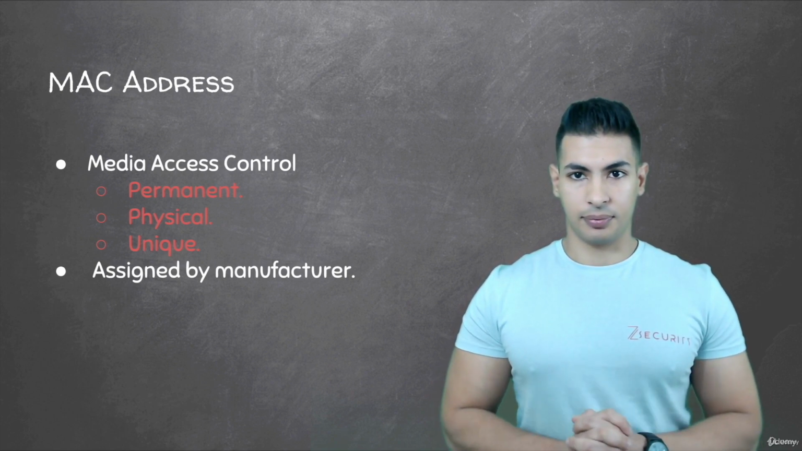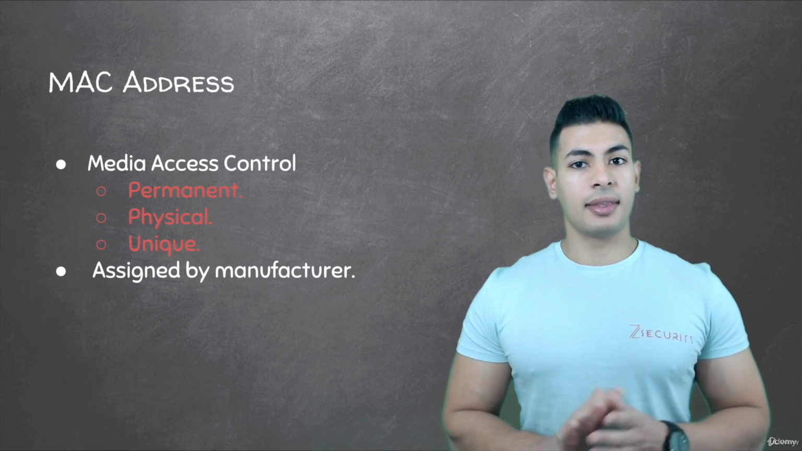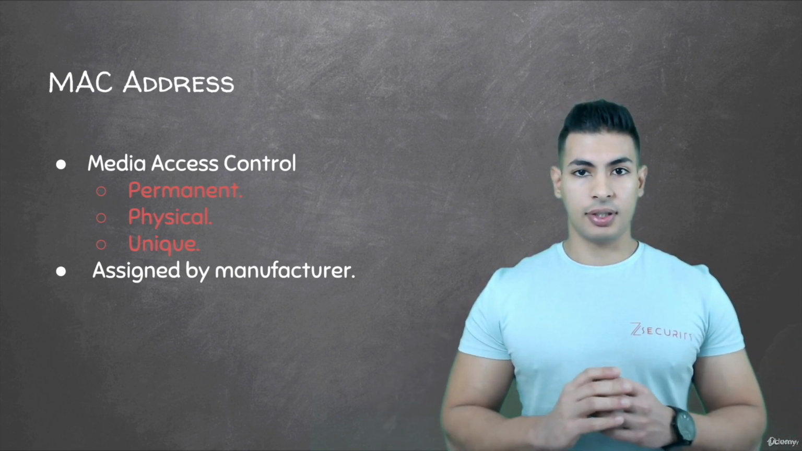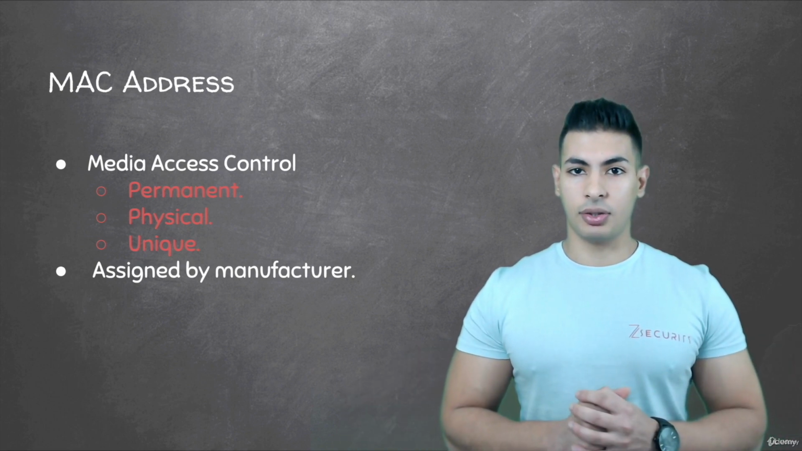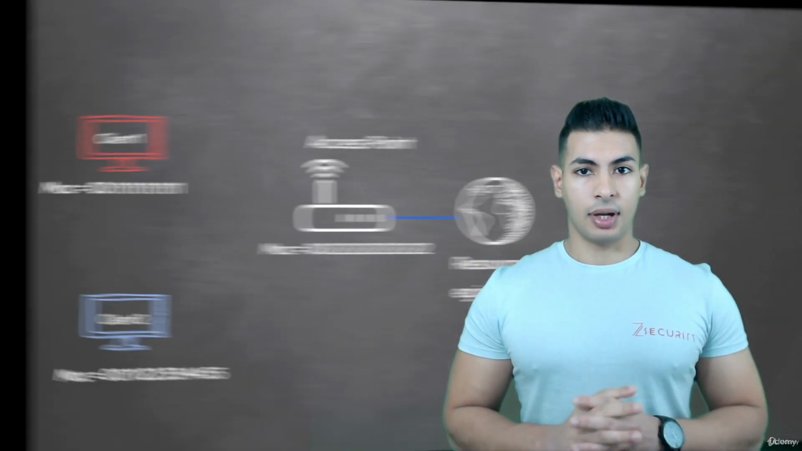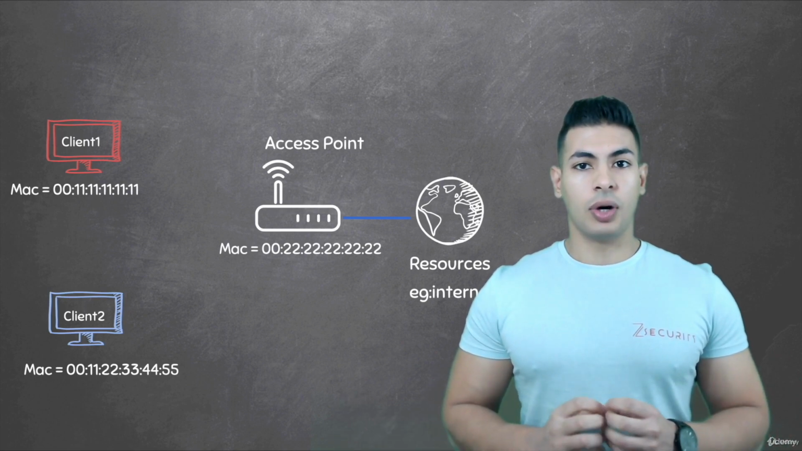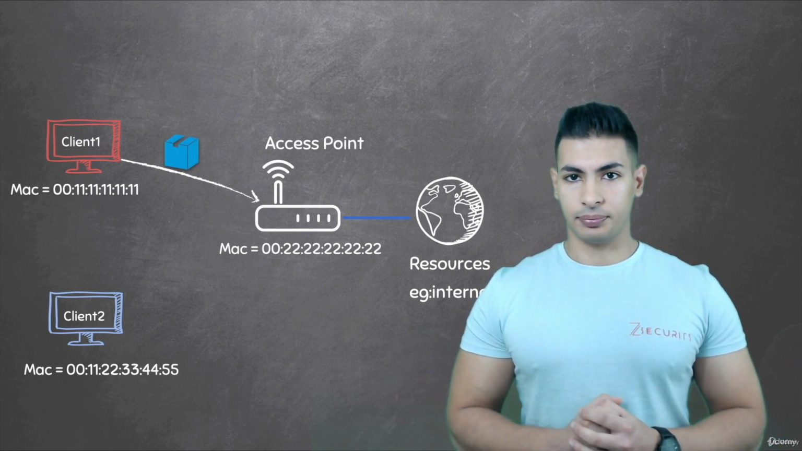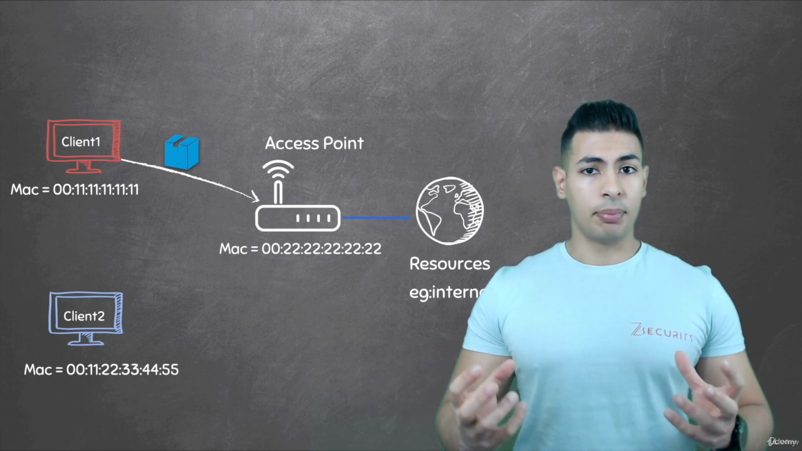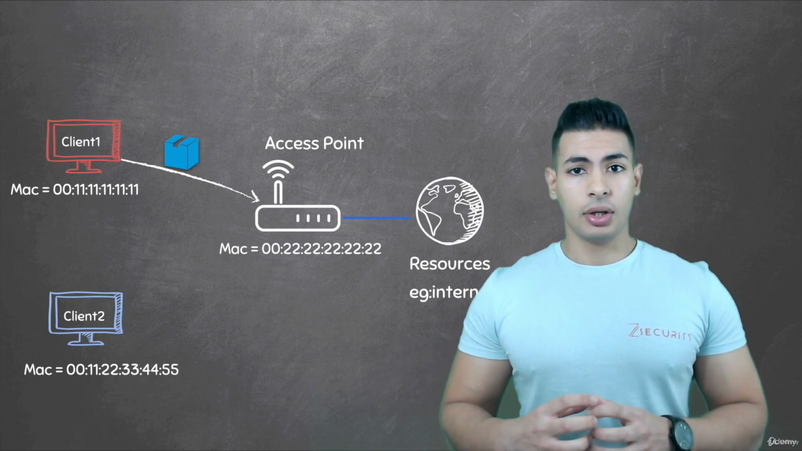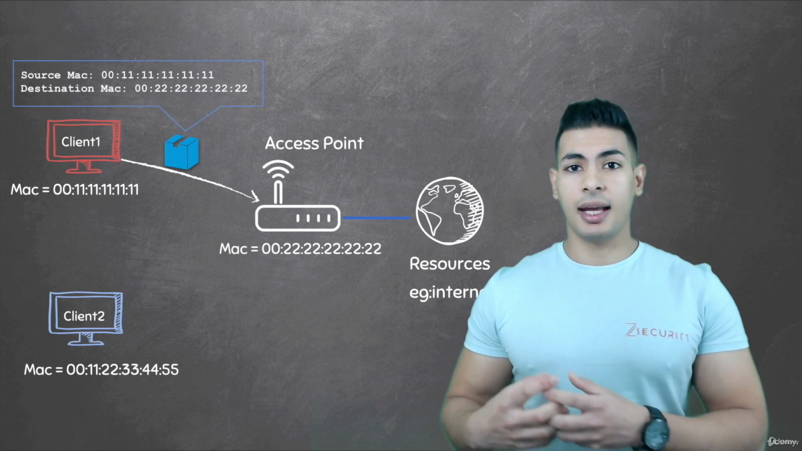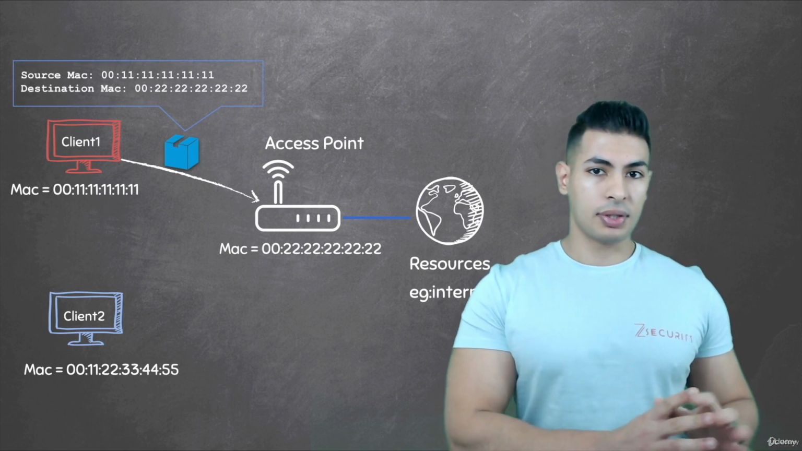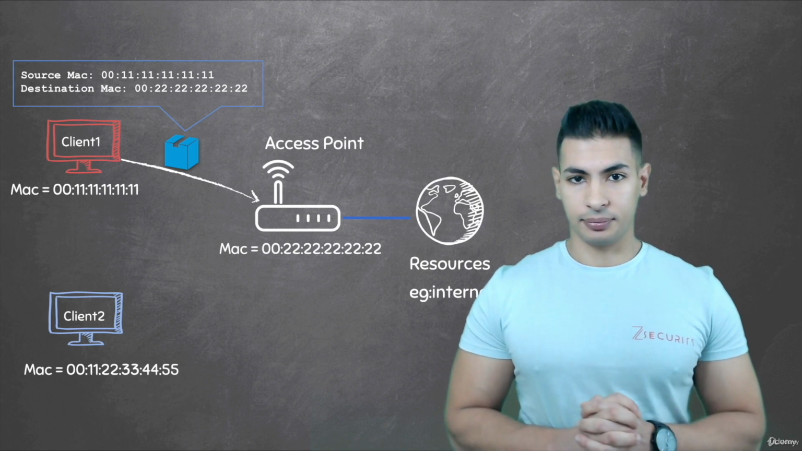So you might already know that the IP address is used on the internet to identify computers and communicate between devices on the internet. The MAC address is used within the network to identify devices and transfer data between devices. So each piece of data or packet that is sent within the network contains a source MAC and a destination MAC. Therefore, this packet would flow from the source MAC to the destination MAC.